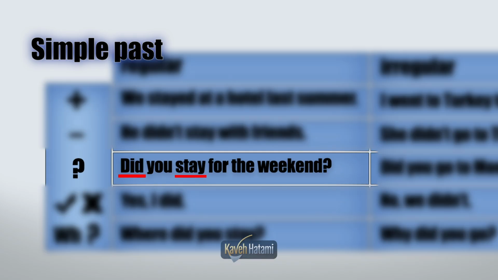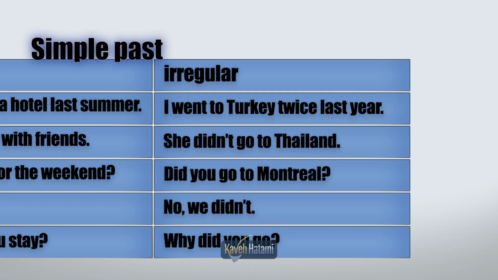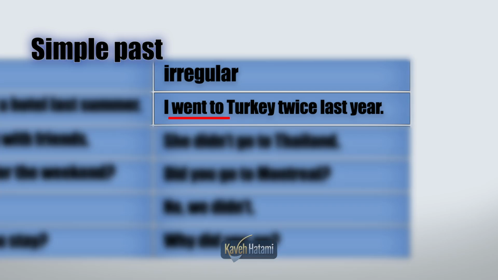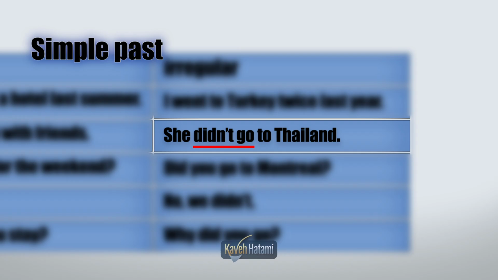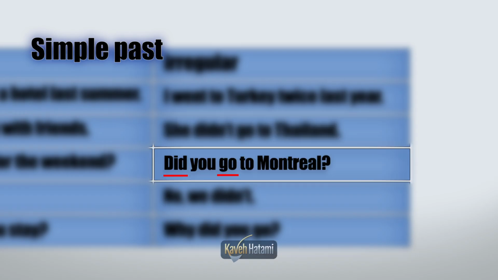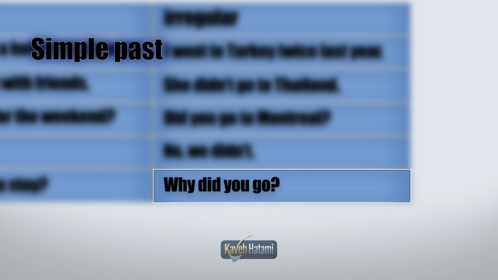And negative, he didn't stay with friends. Question: did you stay for the weekend? Yes, I did. Or no, I didn't. Irregular: I went to Turkey twice last year. She didn't go to Thailand. Did you go to Montreal? No, we didn't. Why did you go?